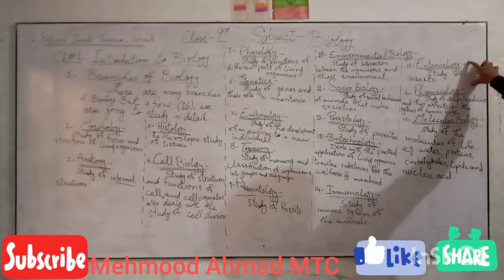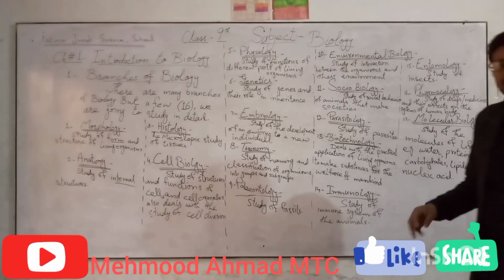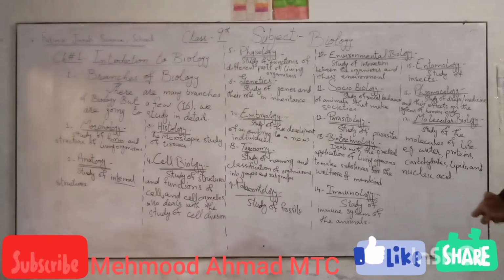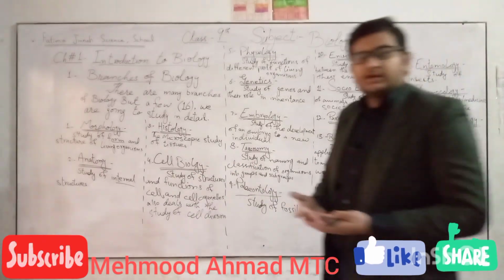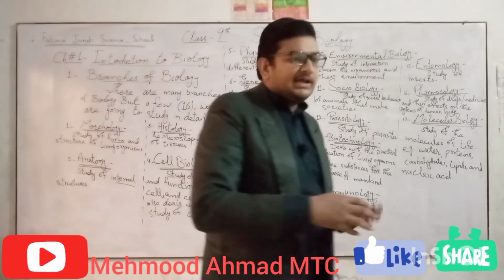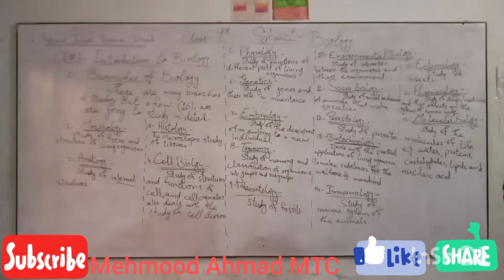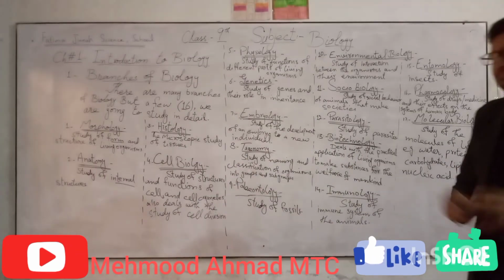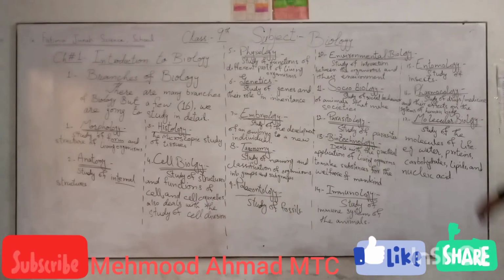So what is immunology? It is the branch of biology that deals with the study of the immune system of animals. Number 15, entomology. What is entomology? The study of insects. I don't think I have to explain insects, as we all know what they are. Insects are very small organisms like butterflies, house flies, cockroaches, and mosquitoes, etc. There are many insects present on our earth.